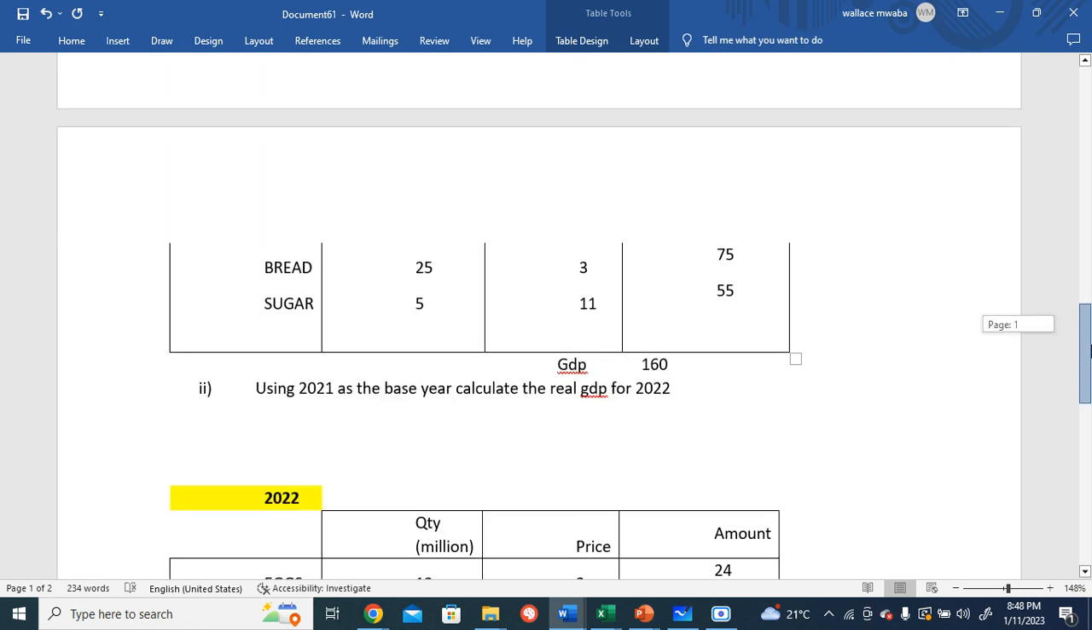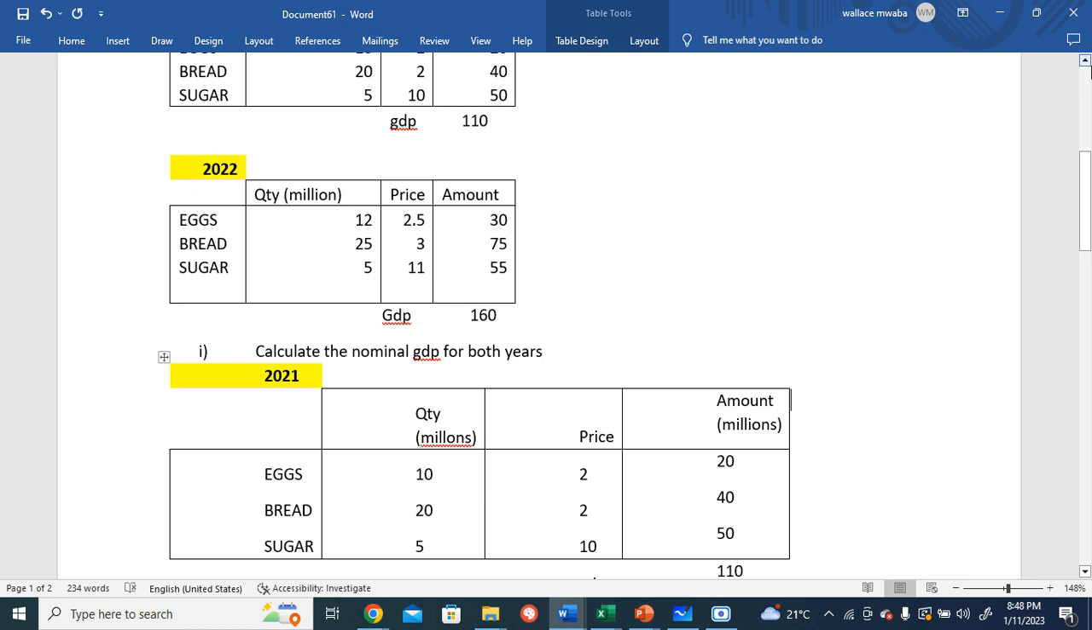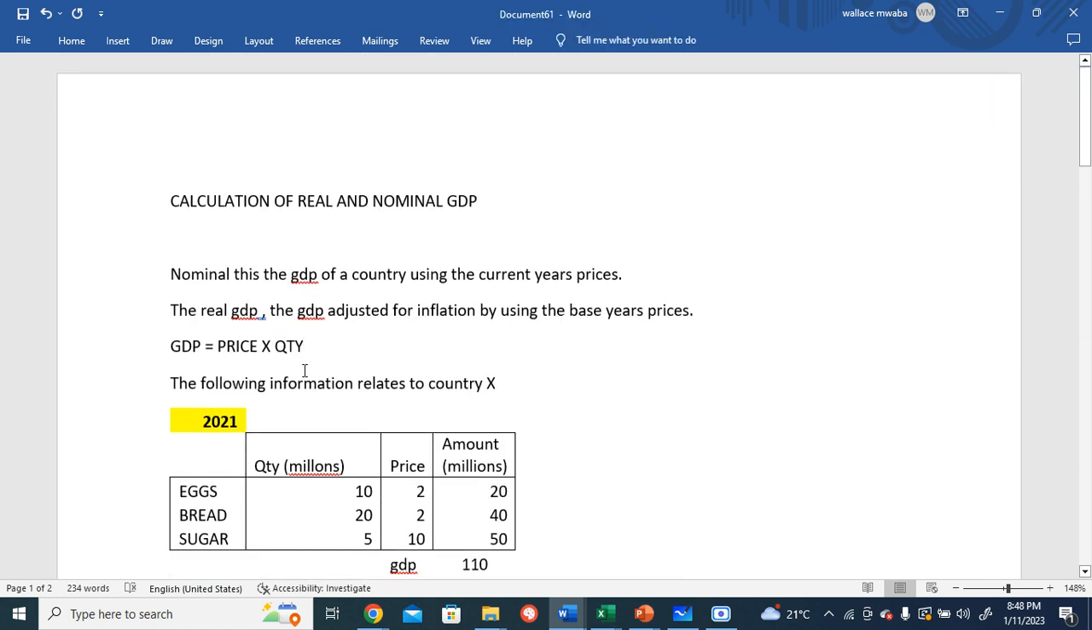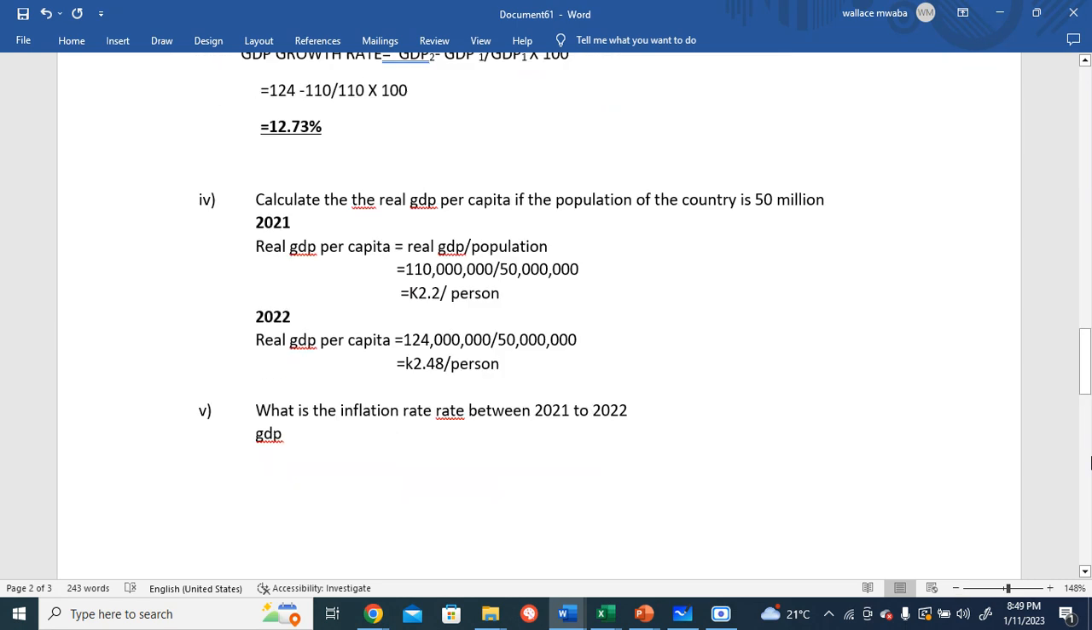Maybe let me just add that for studying purposes. For the base year, the nominal GDP equals the real GDP, right?